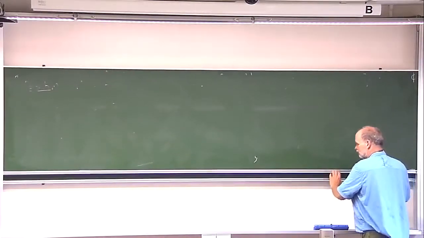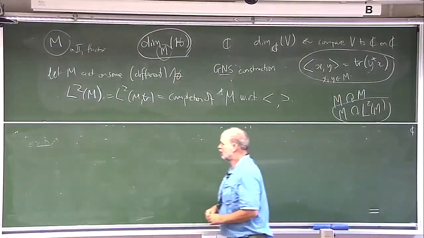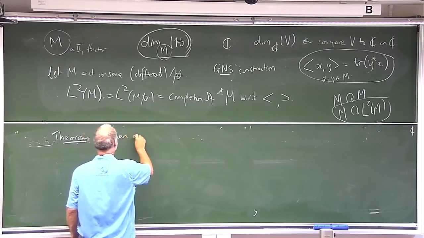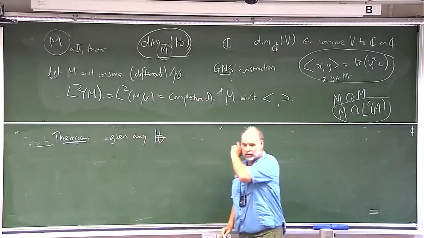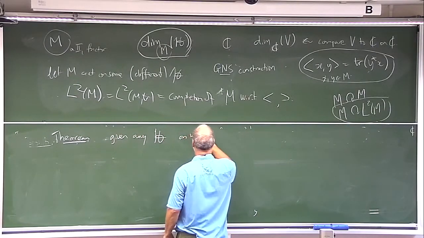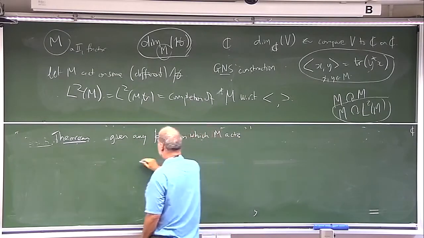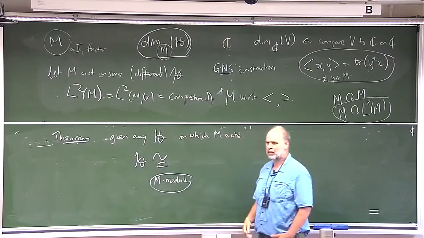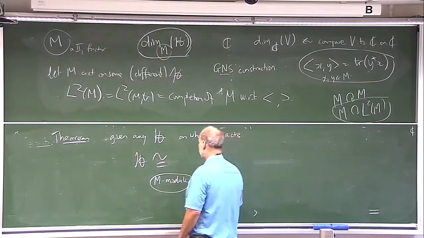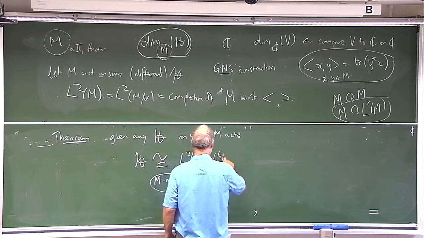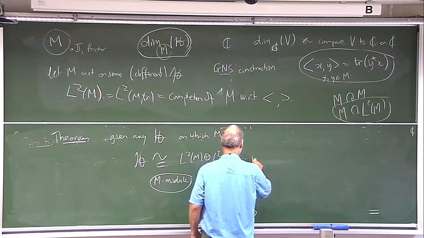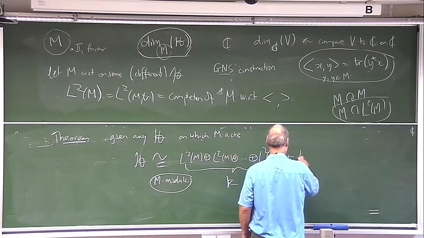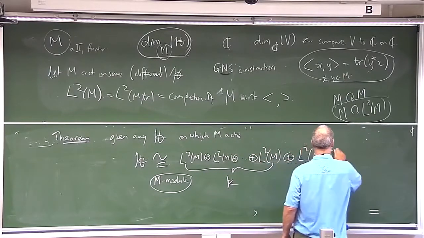Well, the theorem about arbitrary actions of a II-1 factor is that given any H on which M acts, we can write H isomorphic as an M module, completely isomorphic as far as M is concerned, to L2 of M plus L2 of M plus L2 of M, a bunch of copies of this, so K copies of this, plus the remainder term, which is L2 of M P. P is a projection.